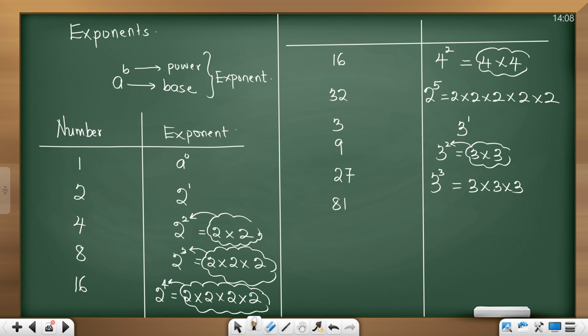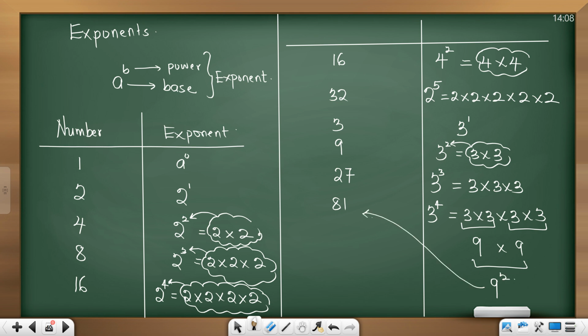Now, if I have 81, that would be 3 to the power of 4, which is 3 times 3 times 3, which is now 27 times 3. Beautiful. And I can also group this as 9 times 9, which then gives me what? 9. How many 9's? 9 to the power of 2. And that will still give me 81. So that is changing your number into an exponent. Not all numbers can be broken down. We use prime numbers.